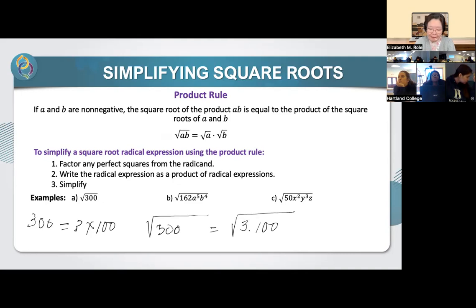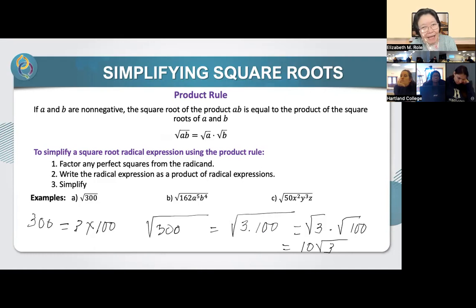According to the product rule, that is just the same as the square root of 3 times the square root of 100. The square root of 100 is 10. It's good to put the whole number before the radical, so you'll now have 10 square root of 3. So that's how to simplify square roots.